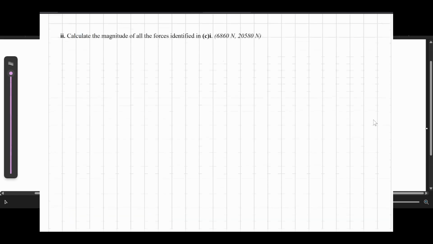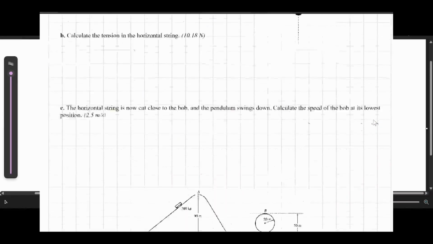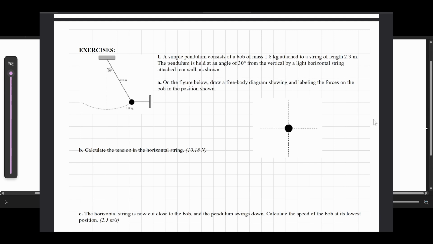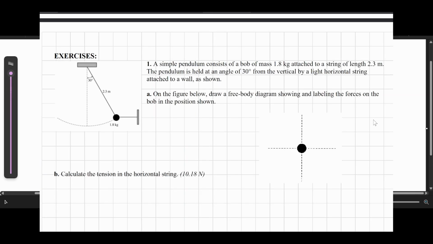So, number 1. This one's pretty simple. Simple pendulum. It's just a bob of mass 1.8 kilograms attached to a string of length 2.3 meters. This pendulum is held at an angle of 30 degrees from the vertical by a light horizontal string, which you can ignore the mass of. As shown on the figure, draw a free body diagram.